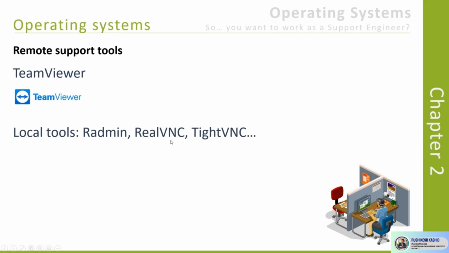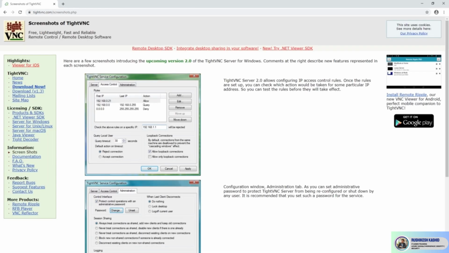TightVNC is for free because Radmin and RealVNC, they require a license. They offer a free trial, so you can just download it for free and play with it, but TightVNC is free. Why would you buy a license if I can use something for free? Well, TightVNC does not allow you to use encryption. Radmin, RealVNC and some similar tools offer more features.